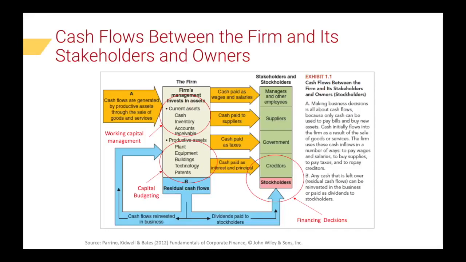Cash initially flows into the firm as a result of the sale of goods or services. The firm uses these cash inflows in a number of ways: to provide wages and salaries, to buy supplies, to pay taxes, and to repay creditors. Now, if you look down in the blue section at B, you will see any cash that is left over can be reinvested into the business or paid as dividends to stockholders.